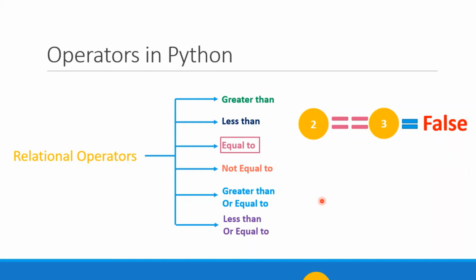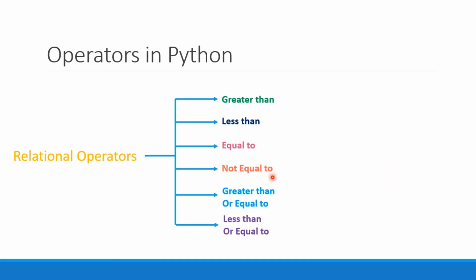Let's say another example, 3 and again 3. Number 1 is 3 and number 2 is also 3, and we want to check if they are equal or not. Then we will use the double equal to operator and it will give us the answer true, because 3 is equal to 3. Then we have another option, not equal to. We can use this operator if we want to check whether the first value is not equal to the other.